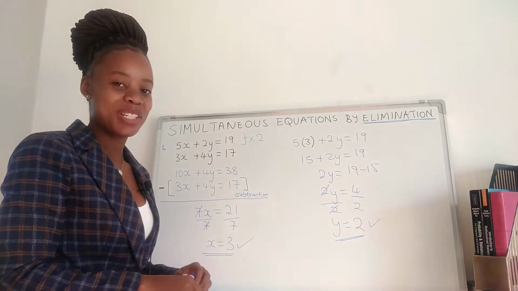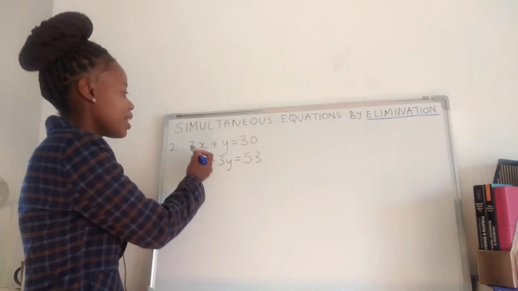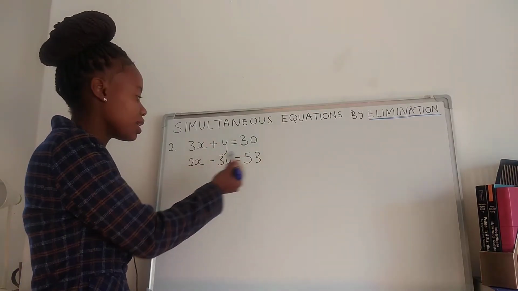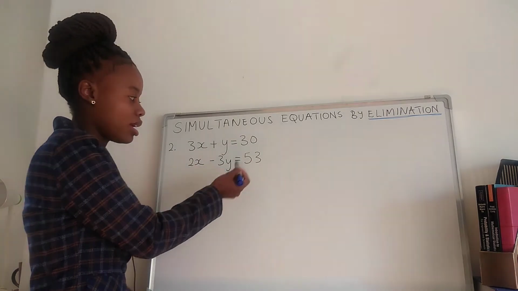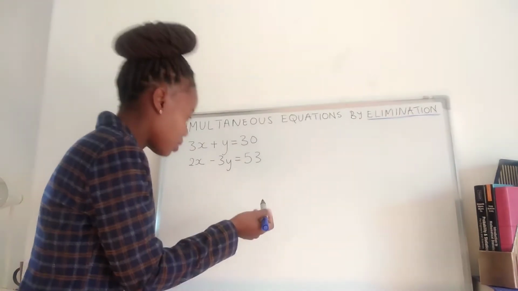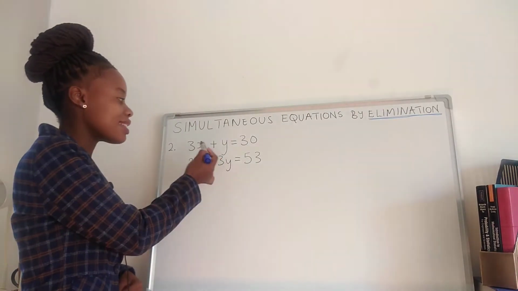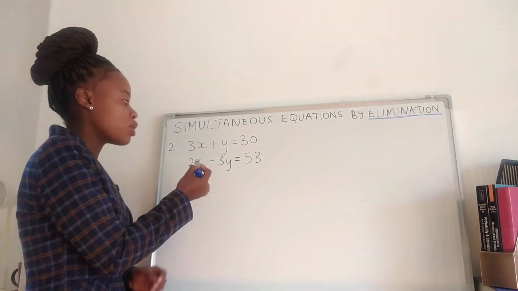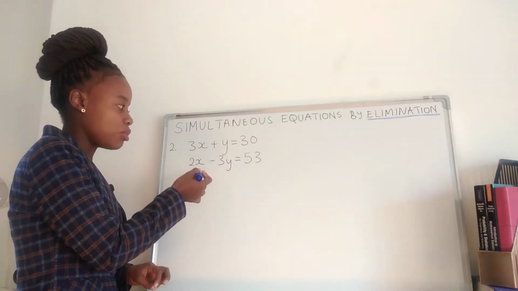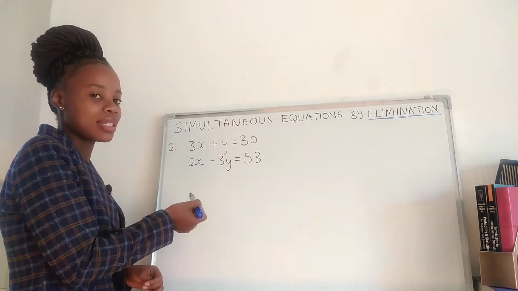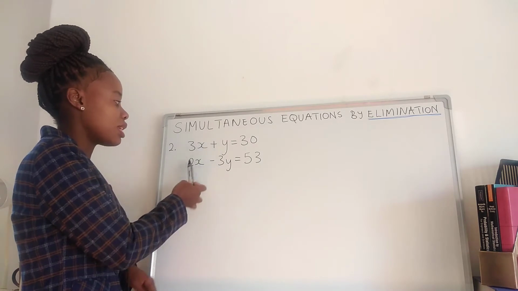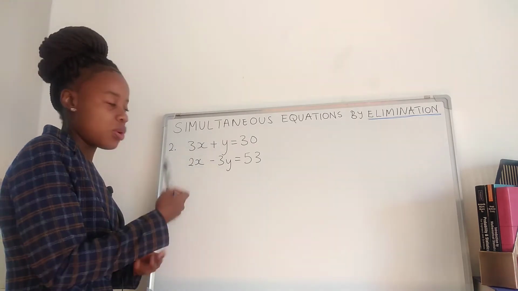Now let's get to number 2. Number 2, we have 3x plus y equals 30. 2x minus 3y equals 53. So we're going to eliminate, okay? Here it's easier to eliminate x, because you'll be sure that you're going to subtract, right? After you make these two the same, like 6x, you know that you're going to subtract.